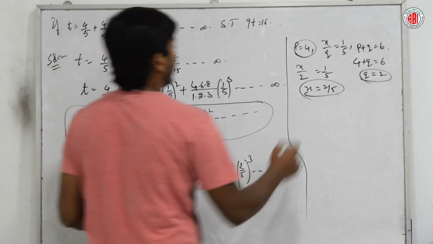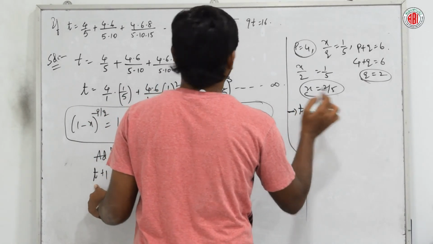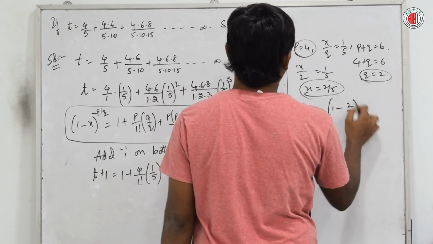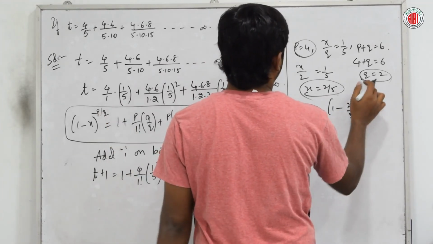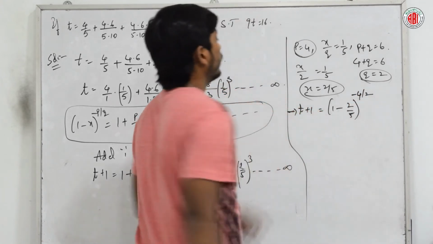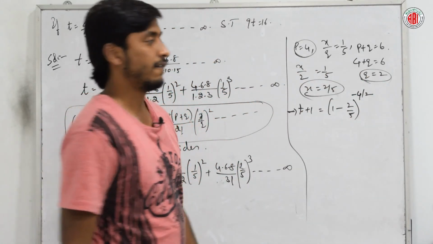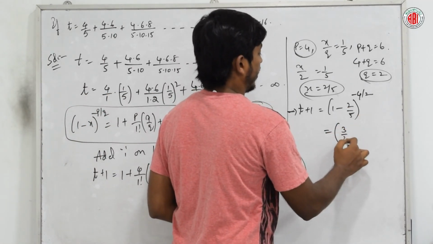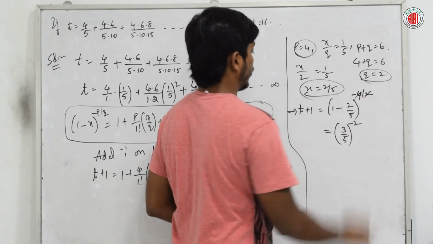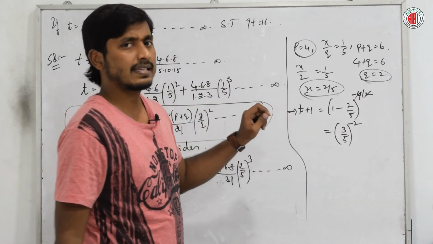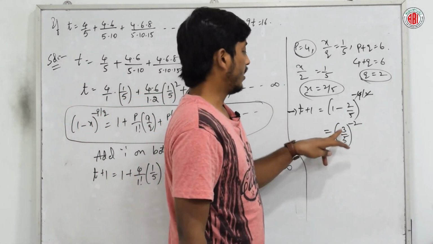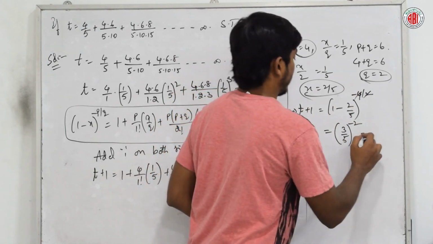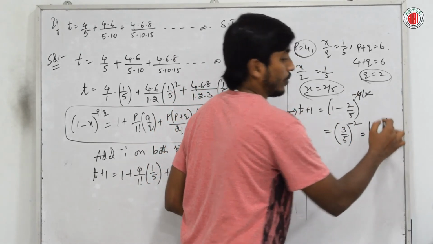Now just substitute. Therefore, t plus 1 is equal to 1 minus x whole power minus p by q. That is 1 minus 2 by 5 whole power minus 4 by 2, that is minus 2. Is it right? Fine. This will be 5 minus 2, that is 3 by 5, and here it is minus 2. That is nothing but 5 by 3 whole square.